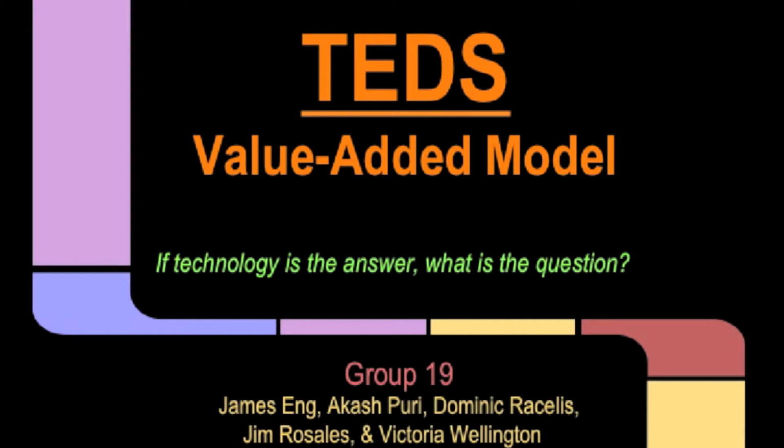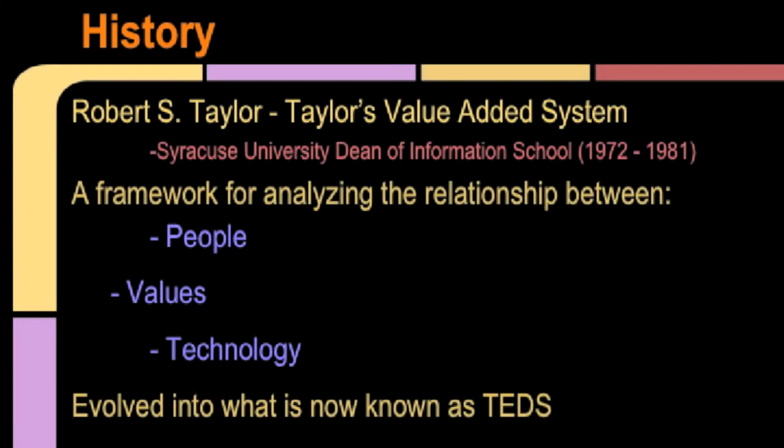And today we're going to be talking about the TEDS value-added model. The TEDS value-added model is used as a framework for analyzing the relationship between people, values, and technology, answering the question, how can we add value to information to better meet the needs of people? It's essentially a framework for analyzing human needs, determining what values and subvalues will meet those needs, and then applying system processes that will add those desired values.